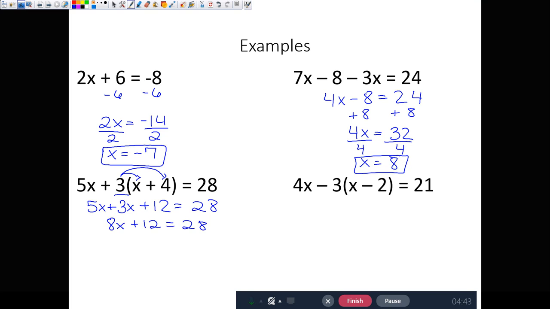Okay, my next step is to add or subtract to move the constant to the other side. So I'm going to subtract 12 from both sides. What's 28 minus 12? 16. And then I'm going to divide to get the variable by itself. So x is going to equal 2.